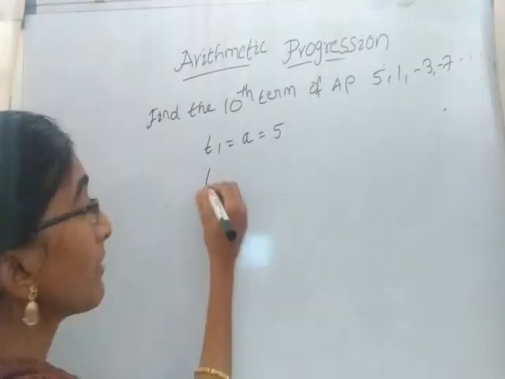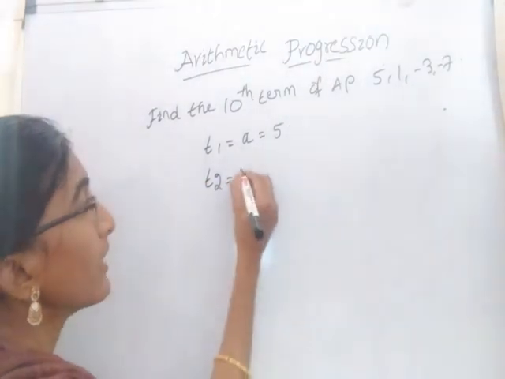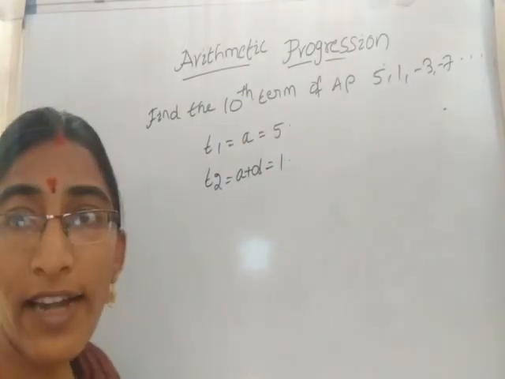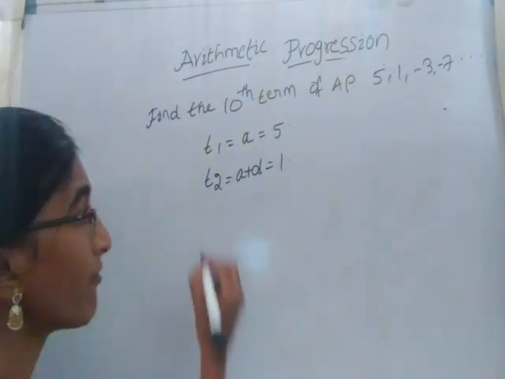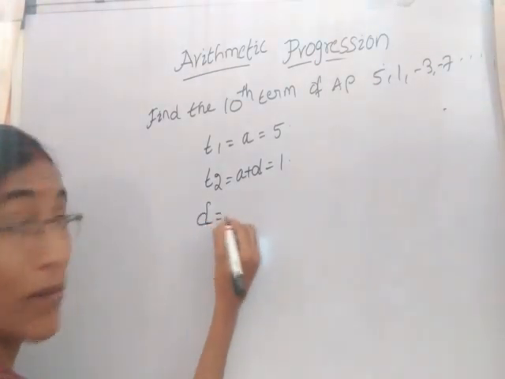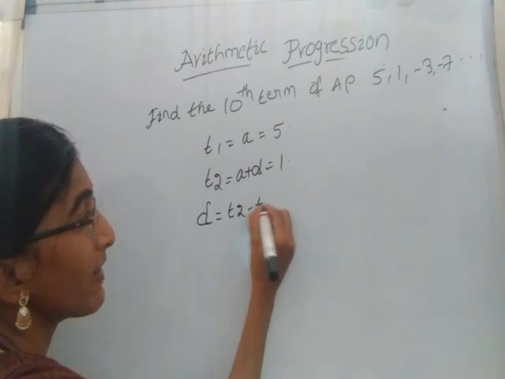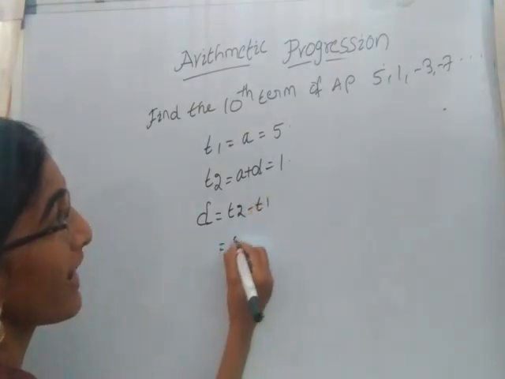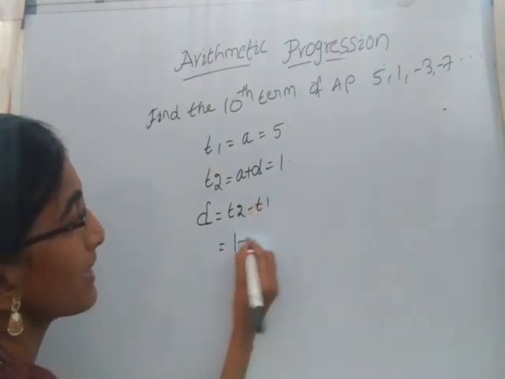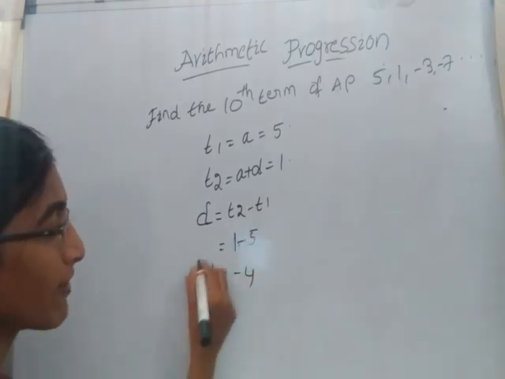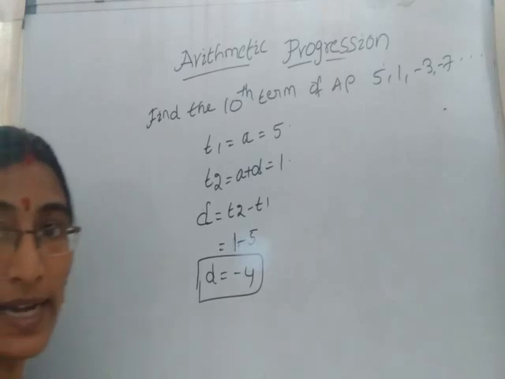The second term T2 is equal to a plus d, that is equal to 1. Now find the common difference. What is the common difference? The common difference d is equal to T2 minus T1, that is equal to 1 minus 5, which is minus 4. Therefore, the common difference d is equal to minus 4.